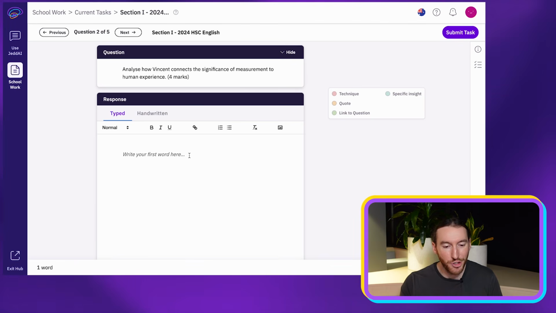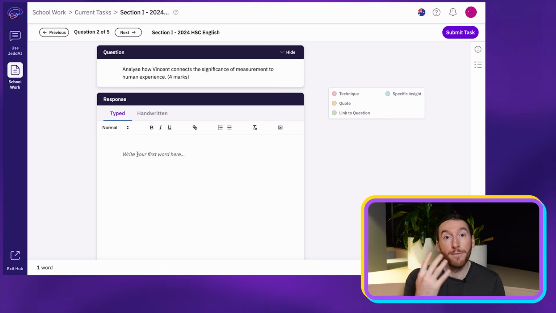Okay, moving on to question 2, analyze how Vincent connects the significance of measurement to human experience. What's the key word in the question? Measurement. It's very clear. Don't get it confused. We're going to use measurement a lot. We're going to use measurement in every single sentence. Maybe not measurement, maybe measure, measured, but we have to have a derivative of that word in there. Not a synonym, the actual word. Make it easy for the marker to reward you.